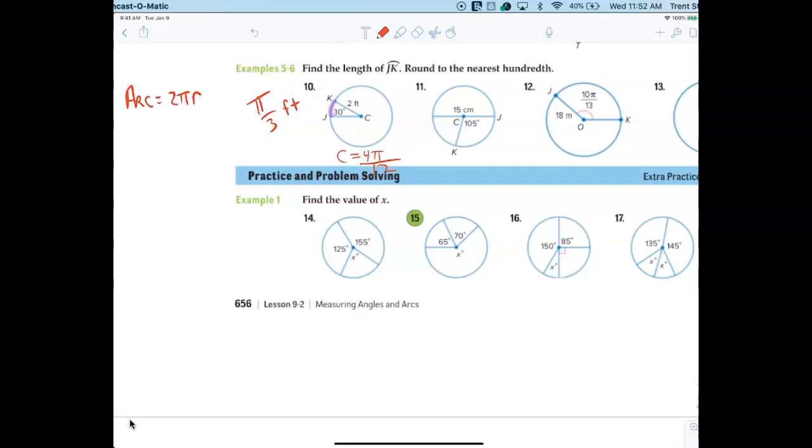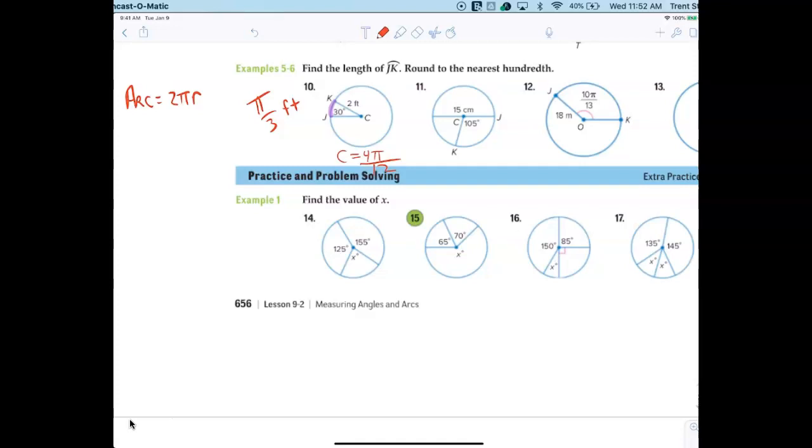Stop. You guys are embarrassing me. It's on tape, too. What does 2 pi r stand for? Circumference. Thank you. 2 pi r is the circumference formula.